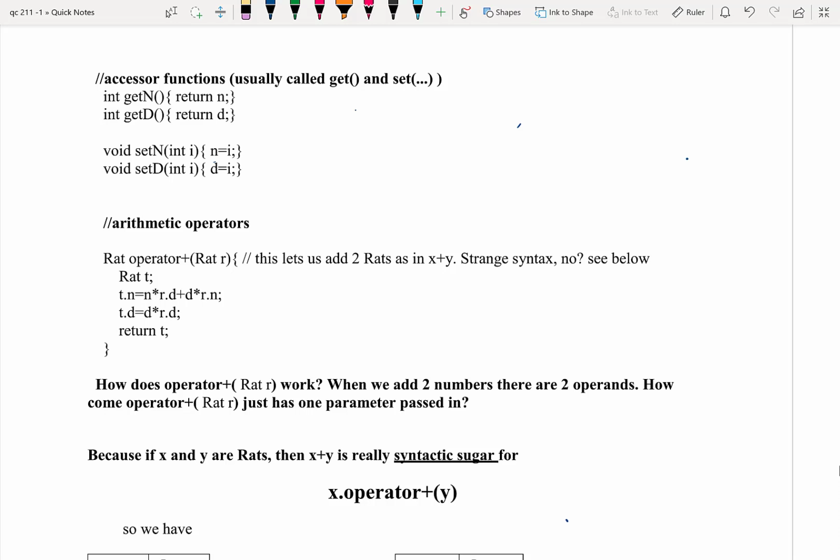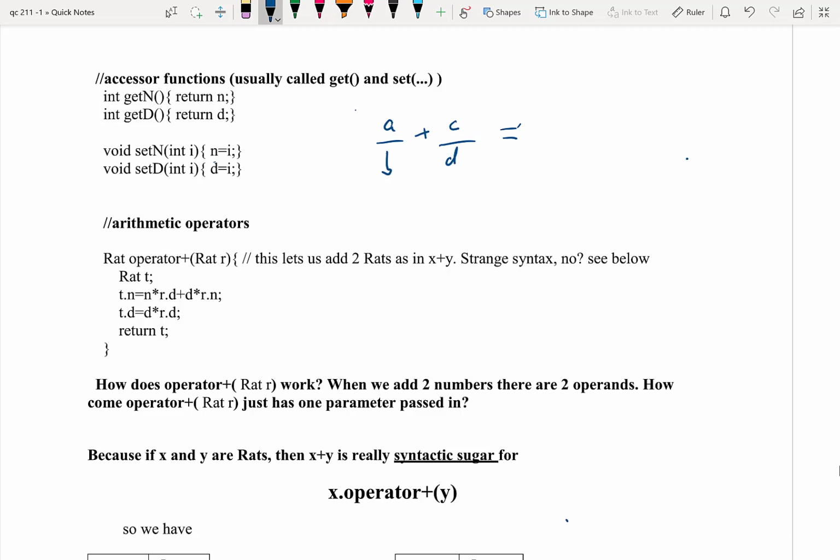So before we actually look at the code, let's make sure we understand how you add fractions. Let's say I have two fractions. I have a fraction a over b, and I want to add it to another fraction c over d. You might remember how you did this in elementary school. What you did was you cross-multiplied.